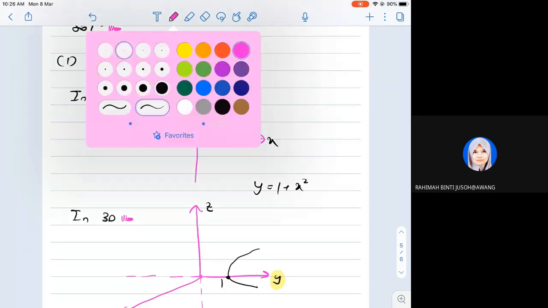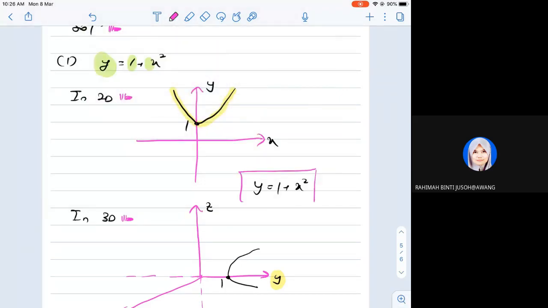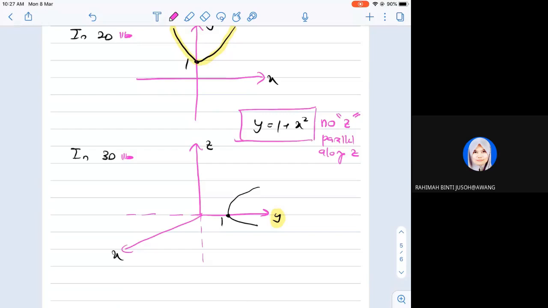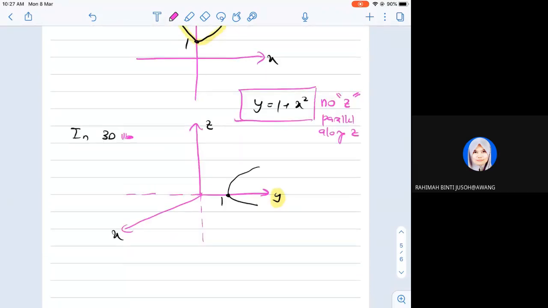In this equation, there is no variable what dalam kes ni? No Z, yes, very good, no Z. So the parabolic cylinder should be parallel along Z. Okay, now kita nak sketch bentuk parabola ni sepanjang paksi Z.